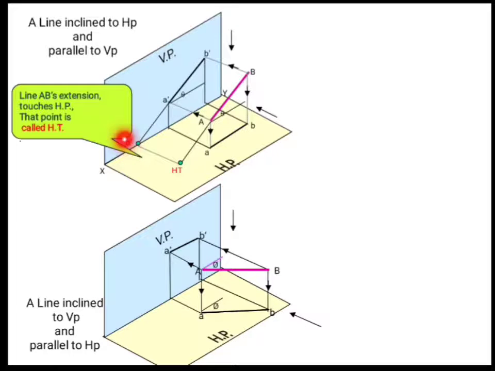H dash is the elevation of horizontal trace. The HT itself denotes the plan because an observer looking from the top can see HT as its plan.